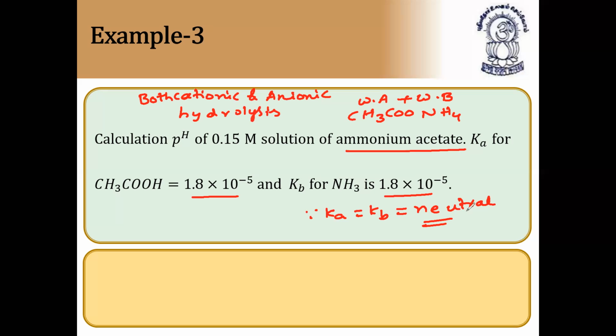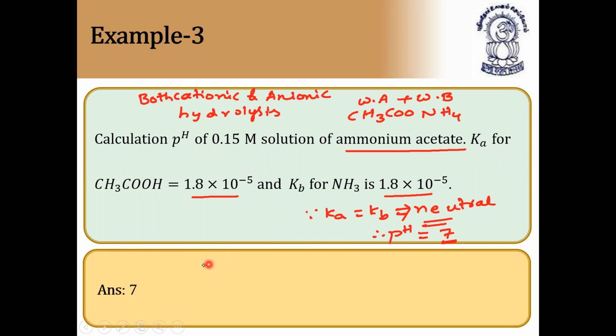So Ka is equal to Kb means neutral. So since Ka is equal to Kb, the solution is neutral. Therefore, pH is equal to 7 straight away, without applying the formula. Let us see the answer now. So it is equal to 7.